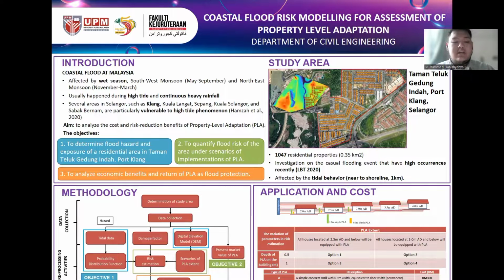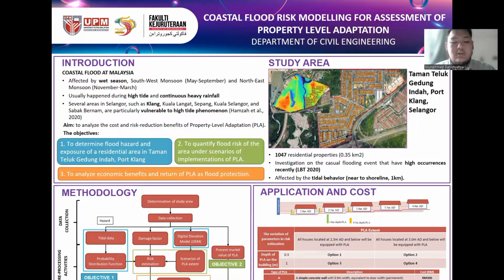As mentioned earlier, the study area is at Taman Teluk Gurun Indah, Port Klang, an urbanized residential area that involves 1,047 terrace houses. The determination of the study area is based on the Malaysia Annual Flood Report, where the study location was affected by several flooding events during September and October of 2020. The type of flood that happened in the area is classified as coastal flood since the study location is near the shoreline. So let us move to the methodology.